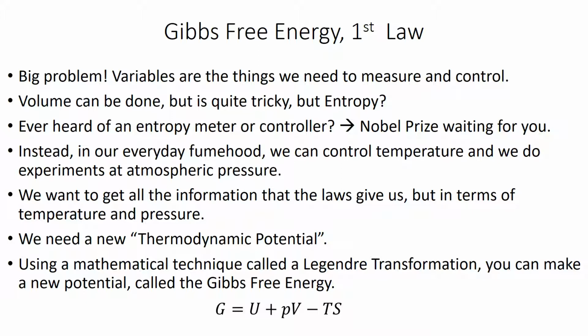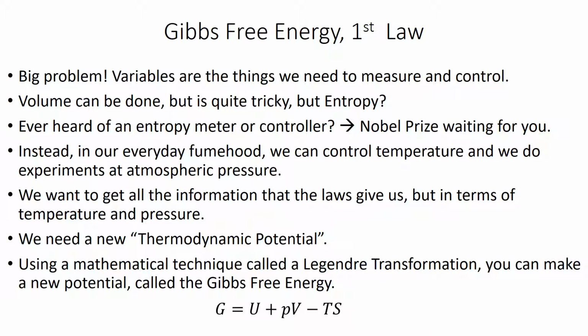Instead, let's be quite realistic. In our everyday fume hood, when we're doing reactions, when we're doing measurements, we can control the temperature, and most experiments are done at atmospheric pressure, or you can change pressure easily. So, volume and entropy are variables we don't want. We want pressure and temperature. We want to get all the information that the laws of thermodynamics give us, but we want it in terms of temperature and pressure. Which brings us to the need of a new thermodynamic potential.